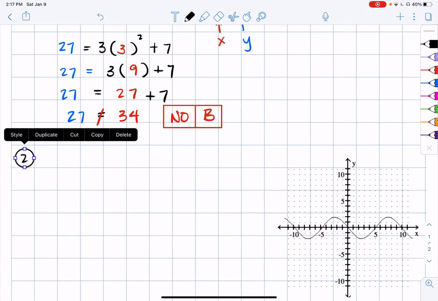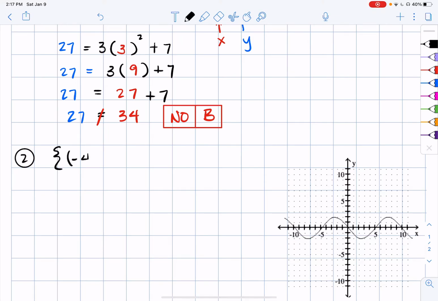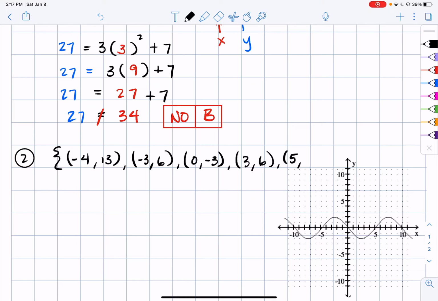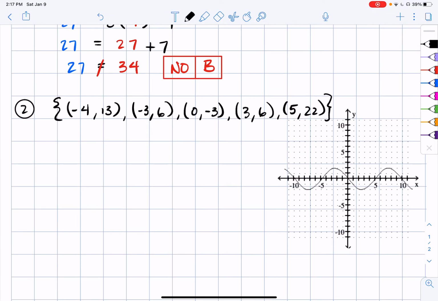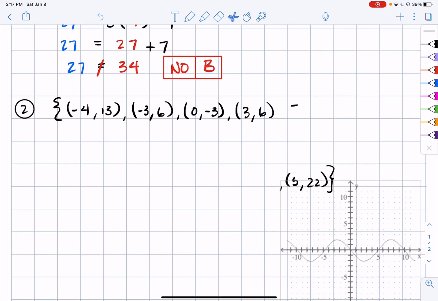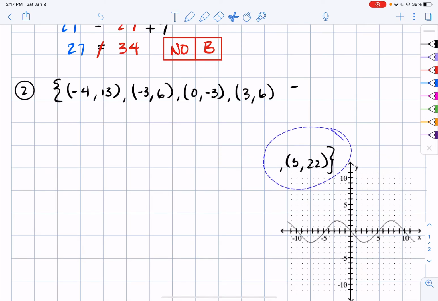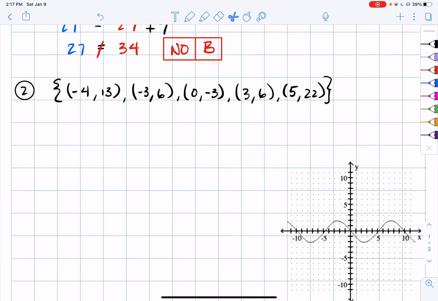All right. Number two says it's giving you (-4, 13), (-3, 6), (0, -3), (3, 6), and (5, 22). I know this is kind of annoying, so let's do this here. Move this down. Oopsies. Yep. There we go. Better?